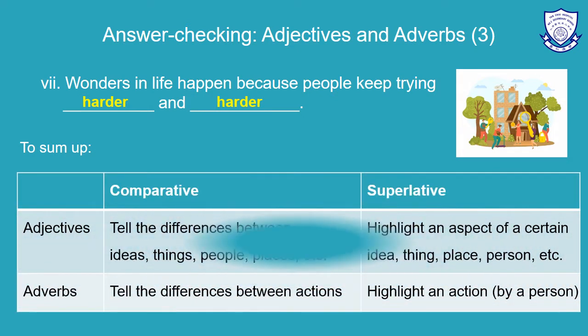So, to sum up, comparative adjectives show the differences between ideas, things, people, places, etc. Superlative adjectives highlight an aspect of a certain idea, thing, place, or person, etc. For adverbs, comparative adverbs tell the differences between actions. Superlative adverbs highlight an action, but we still have the big question mark here. That is, how do we link sentences and show similarities and differences?